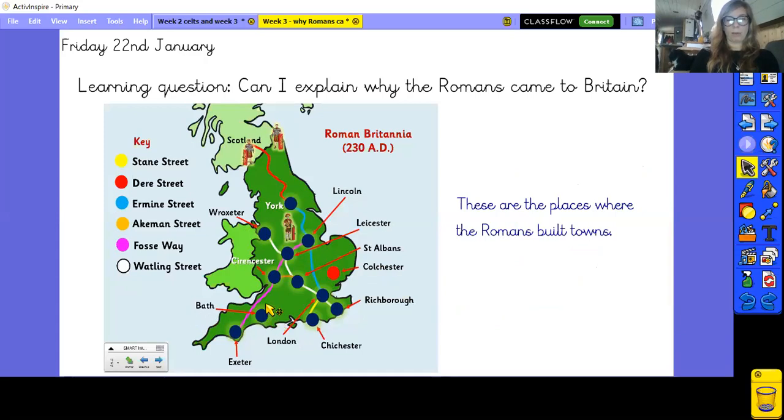You can see Bath, which is obviously nearby, but you've also got towns further up in the country like York and Lincoln, and all the way down in Exeter as well. So lots of Roman towns were built, spread quite a long way. And the coloured lines are roads that were built by the Romans as well. The Fosse Way is the closest one to us. It goes a long way. You can see all the roads are in a fairly straight line because that was the quickest way to get around, by travelling in a straight line.